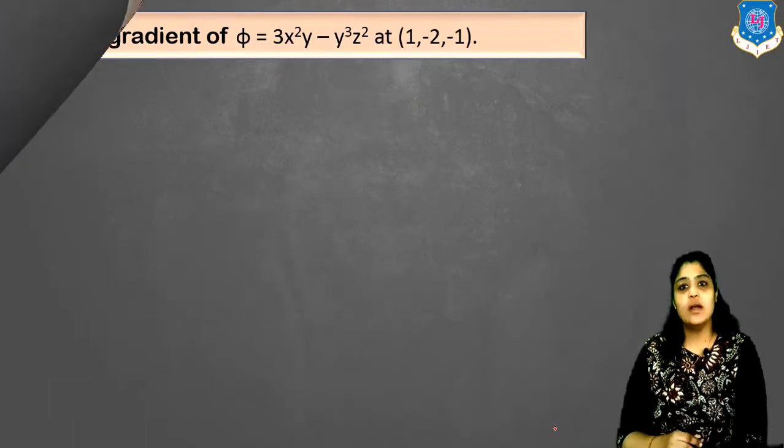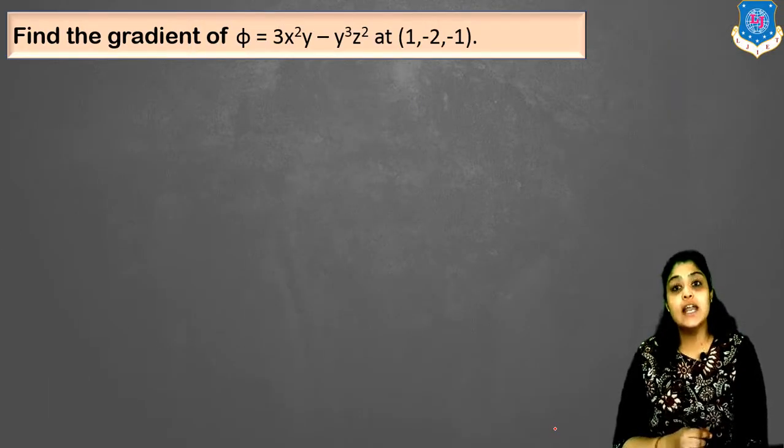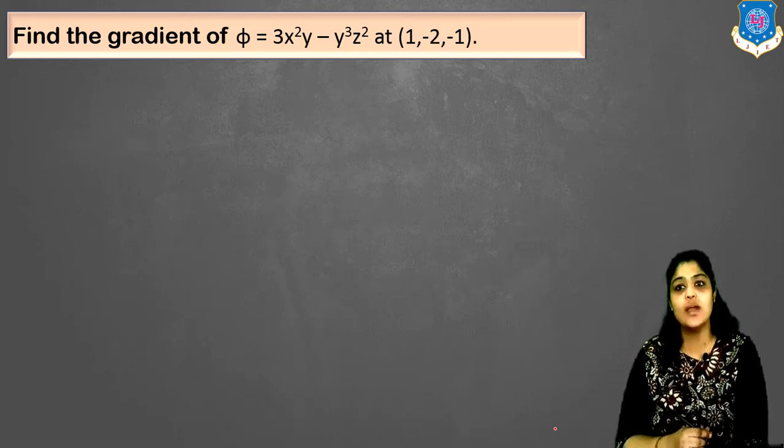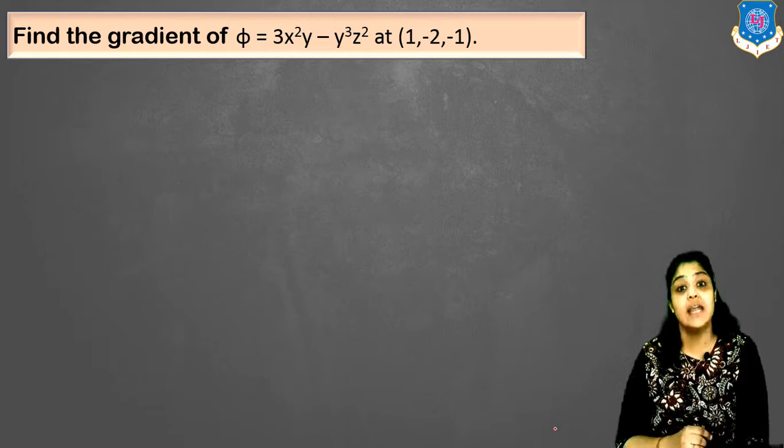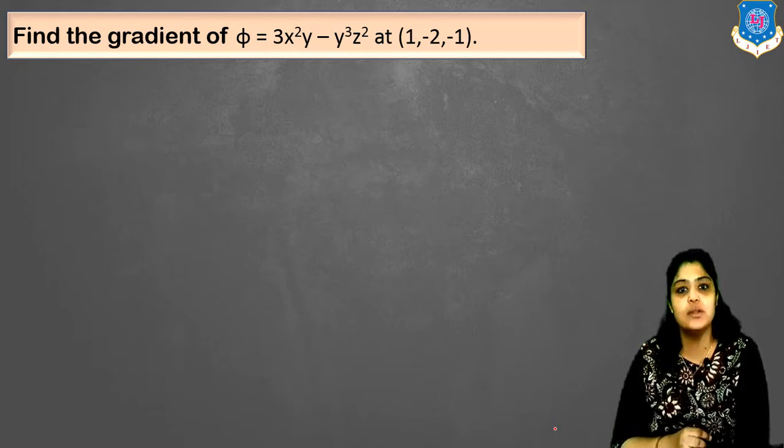Now let's move on to one more category, that is finding the gradient of a function phi equal to 3x square y minus y cube z square at (1, 2, minus 1). So we are given a point and we are given a function. We have to find the gradient of this function at the given point.